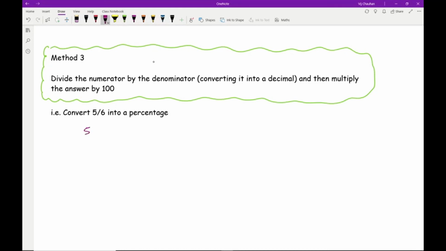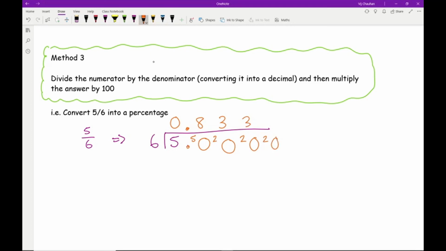So here I've got 5 over 6. I'm going to convert that. So 6, whatever your denominator is, goes outside the bus stop. How many 6's go into 5? None. So I put my decimal point, add a 0, and I carry the 5. How many 6's go into 50? That's going to be 8, remainder 2. How many 6's go into 20? That's going to be 3, remainder 2. And 3, and you can see that I'm going to constantly keep getting a remainder of 2.